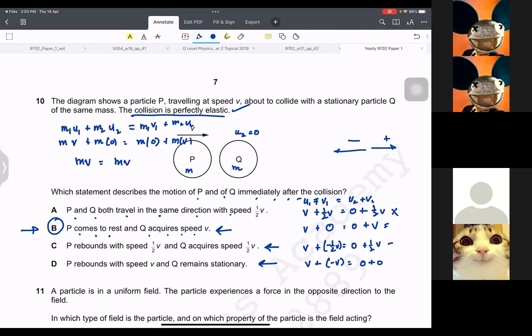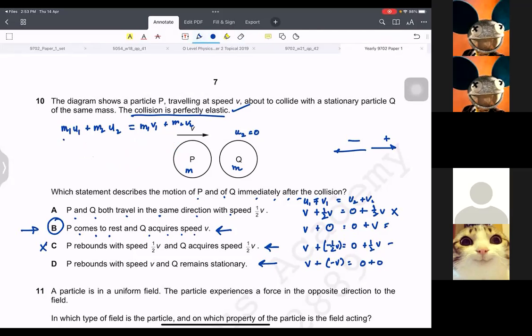Now, how are the others wrong? So you can check again. mv plus m0, and for this one, I'm just doing it for your own sake. This one rebounds with minus half V, and that gains half V. So you see now it gives me mv equals 0. So that's not correct. Momentum doesn't conserve. Momentum should always conserve.